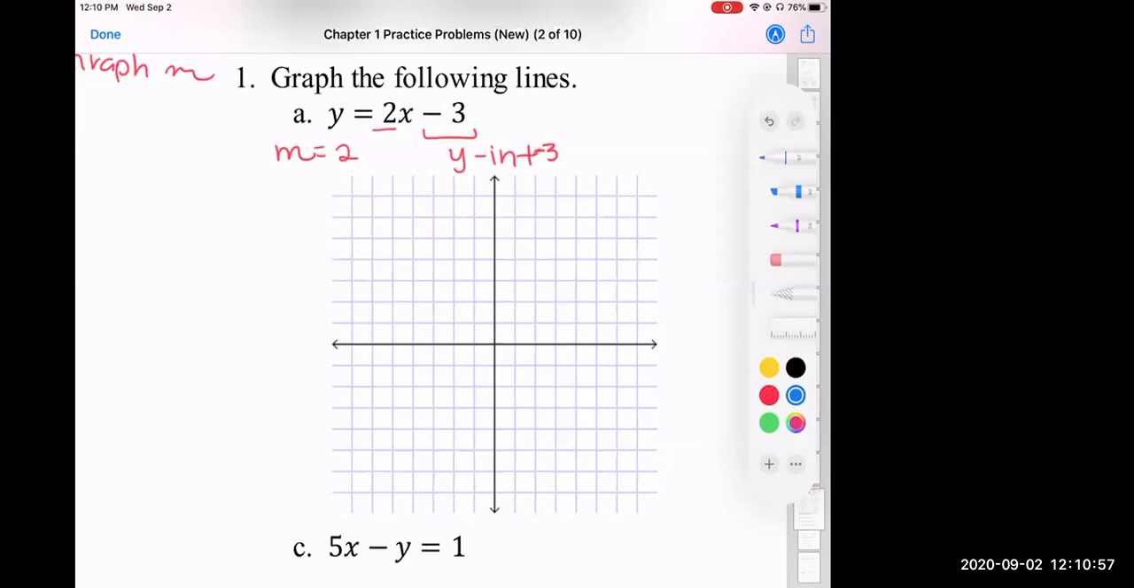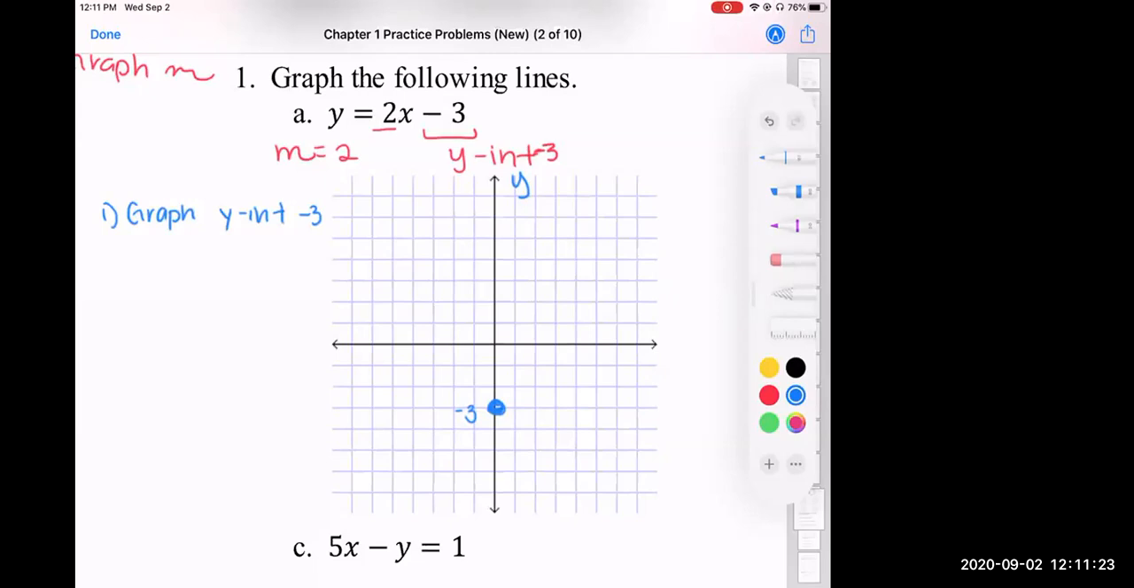Okay, so let's begin by first graphing our y-intercept. So along our y-axis, which is this vertical one, I want to locate -3. Okay, -3 would be right here. That's going to be a point on our line.